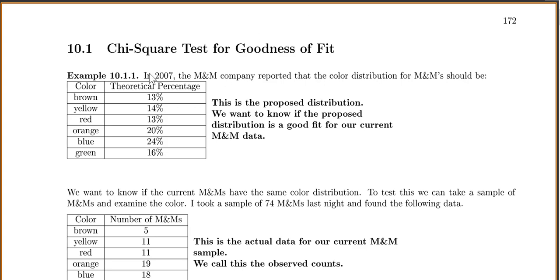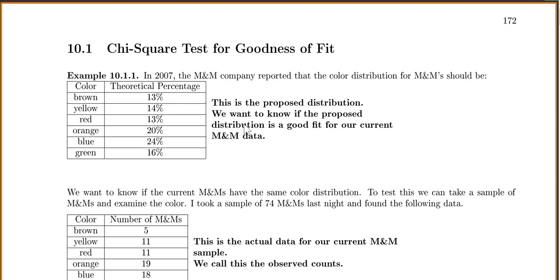This section is about the chi-square test for goodness of fit. So for our first example, in 2007, the M&M company reported the color distribution for M&Ms should be 13% brown, 14% yellow, 13% brown, red, etc. This is our proposed distribution. This is kind of our theoretical distribution. These are theoretical percentages of what it should be.